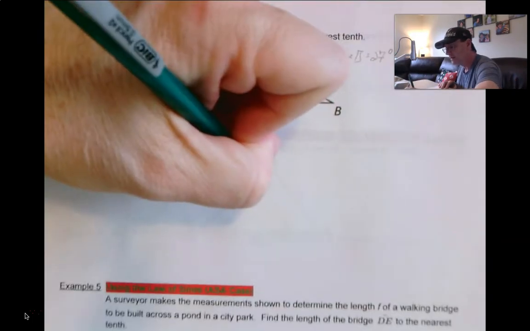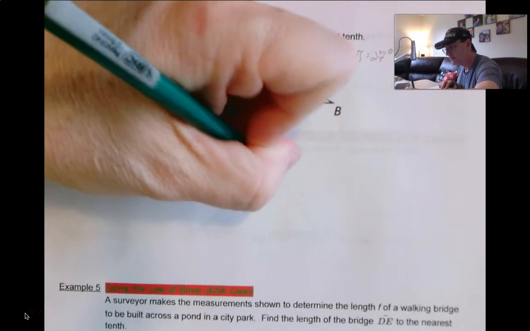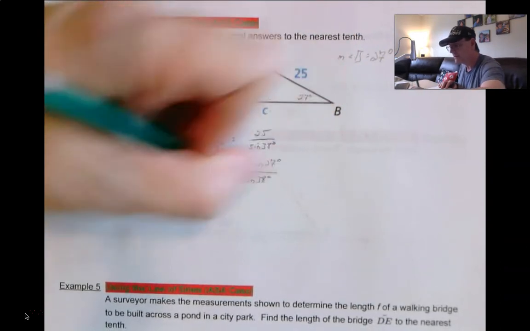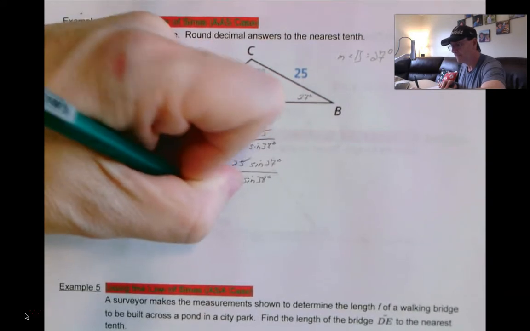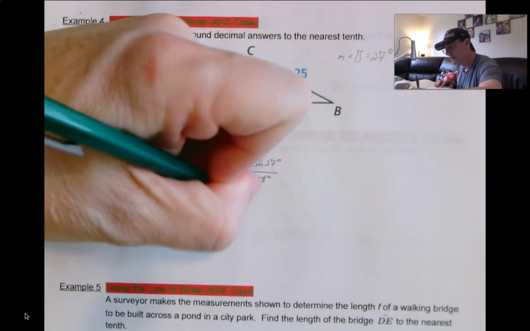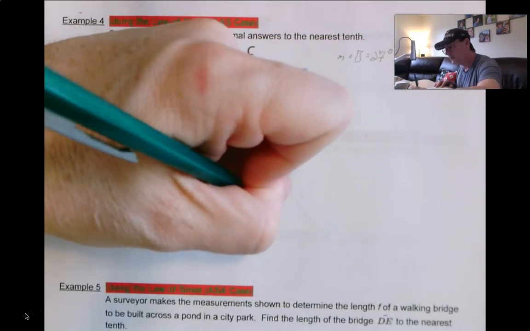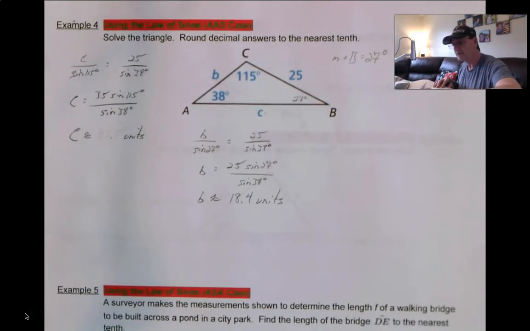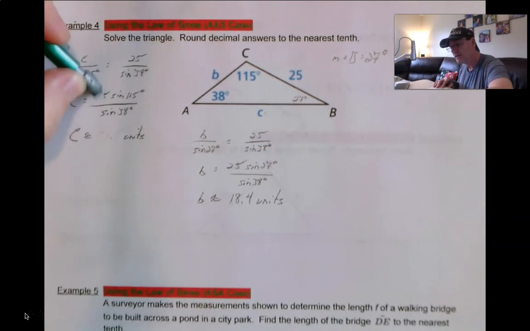So 25 sine 27 degrees over sine of 38 degrees. Go to our calculators. 25 times sine of 27 divided by sine of 38, and this equals 18.4 units. Go back and fix this one. So now it says I wrote 35 again after I erased it.